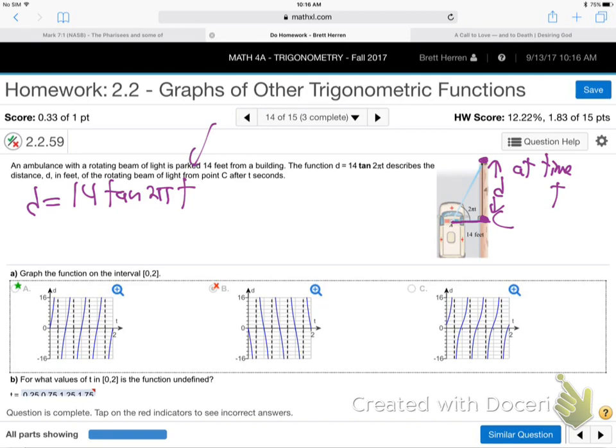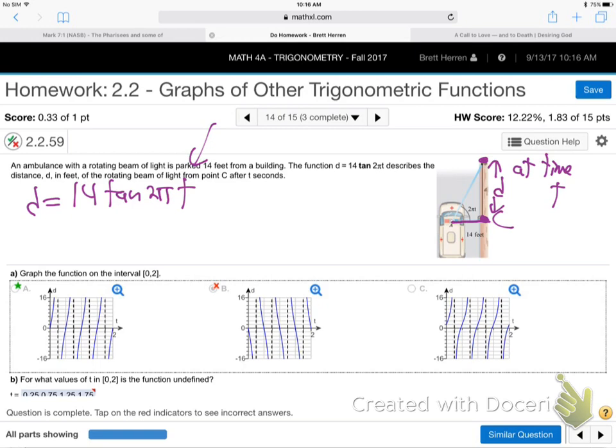I could plug in a time, calculate it out, and find out at that instant, at that many seconds, the light is however far on the wall from C, from the closest point. Does that make sense what that function's doing? So I don't know why we would do it with an ambulance light on a wall, but there's times in real life when you got things moving around and you want to track on them, right? This is the kind of function that does that.